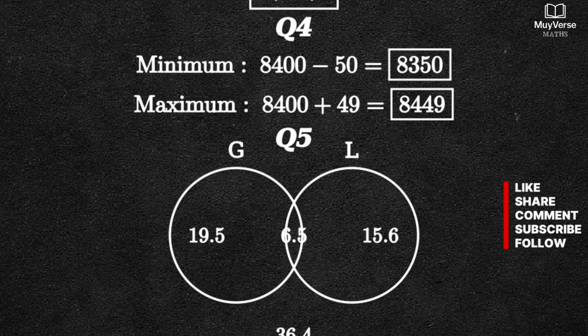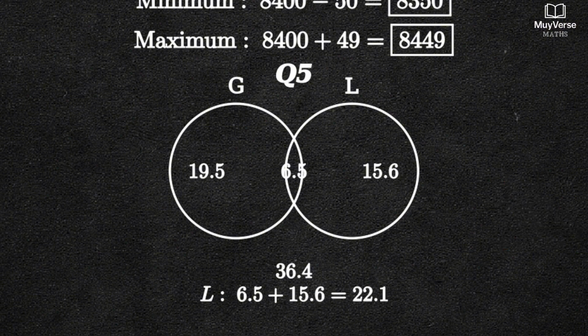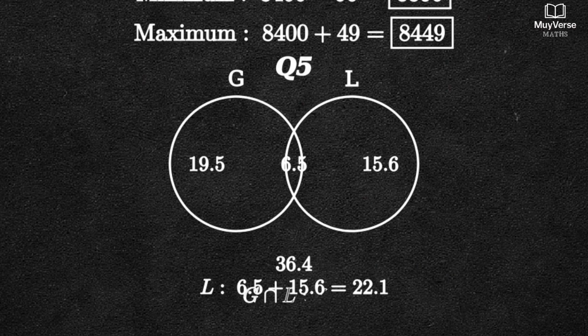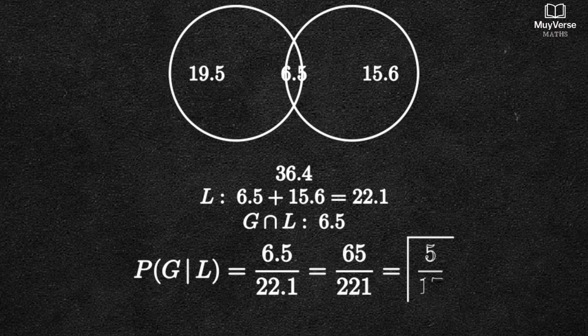Now part B. A left-handed student is chosen at random. Find the probability this student wears glasses. Total left-handed equals 6.5 plus 15.6, which is 22.1. Favorable are left-handed who wear glasses, which is 6.5. Probability equals 6.5 over 22.1. This simplifies to 65 over 221, and then to 5 over 17.